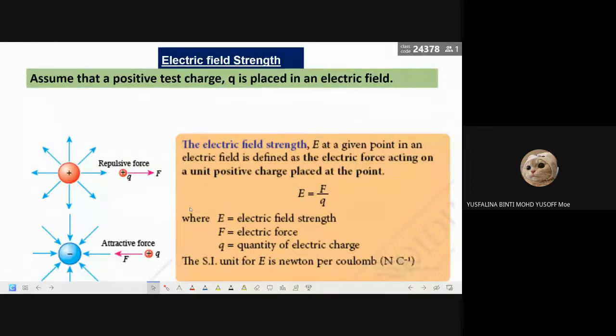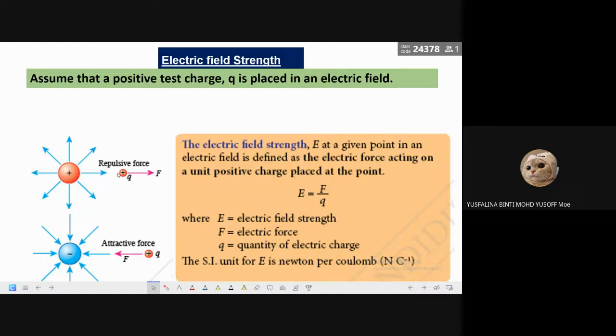All right, electric field strength. Assume a positive test charge Q is placed in the electric field. Let's say this is the positive charge, so I put a positive charge in this electric field. What will happen? You already know positive and positive should oppose each other, right? They will repel each other.